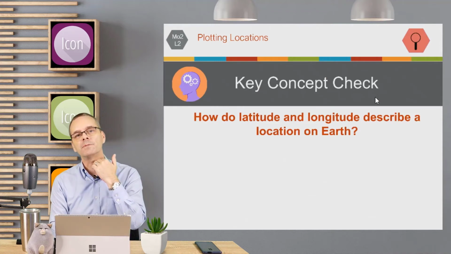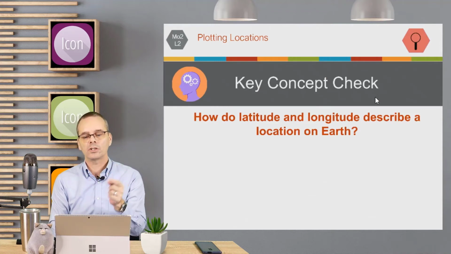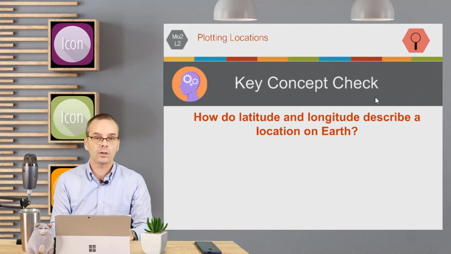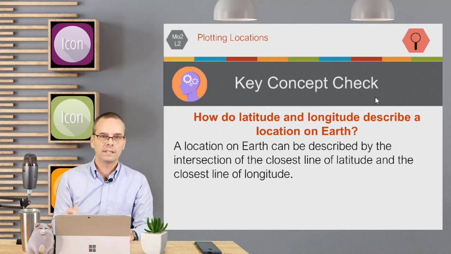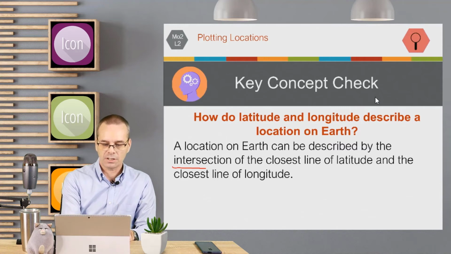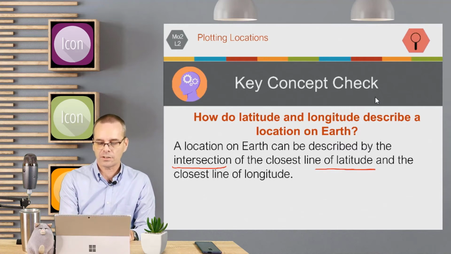So, another key concept check. How do latitude and longitude describe a location on Earth? Well, it is the intersection of the closest line of latitude and the closest line of longitude.